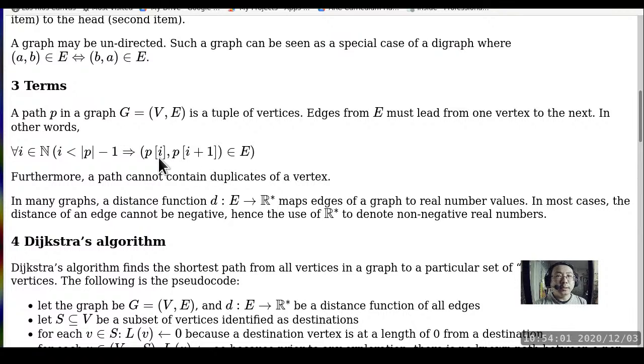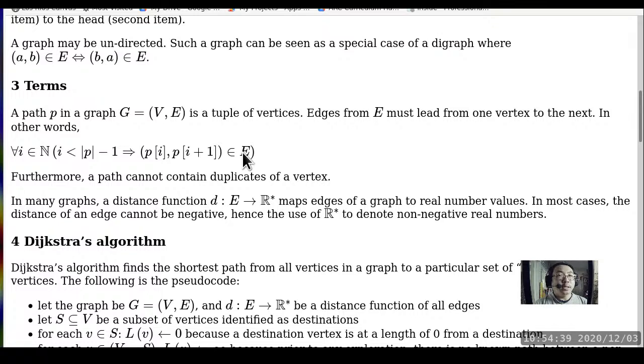Now, what exactly is that? It's saying that (p[i], p[i+1]) is a two-tuple, where p[i] is a vertex and p[i+1] is also a vertex within the array. We are making a two-tuple out of these two vertices, and we want to make sure that this particular two-tuple is an element of E. In other words, we just want to make sure that there is an edge between every two vertices within the graph. That's all we're trying to make sure.